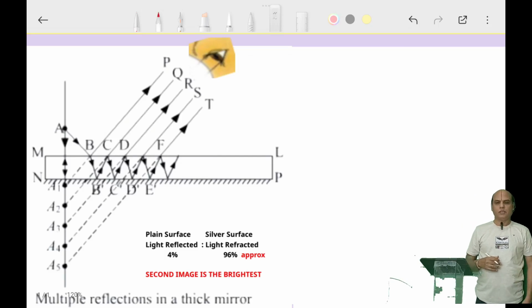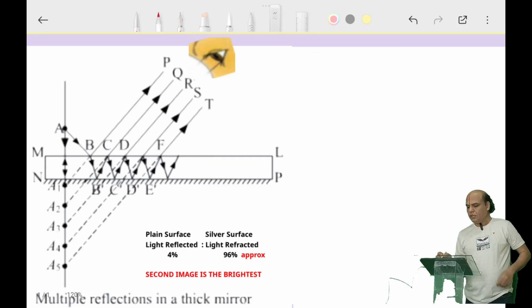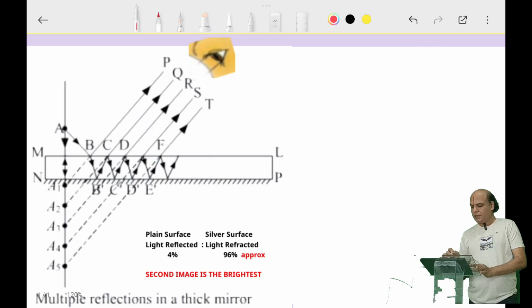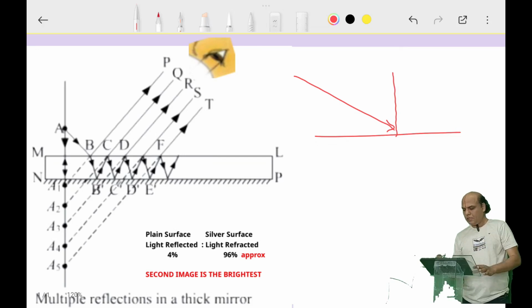Welcome to the session. Today we will discuss multiple reflections in a thick mirror. Before we start, we have already seen in the previous session that when there is a reflecting surface and an incident ray that is oblique to the normal, a part of this ray is reflected whereas the remaining part gets refracted.